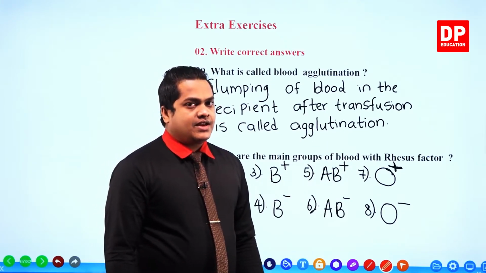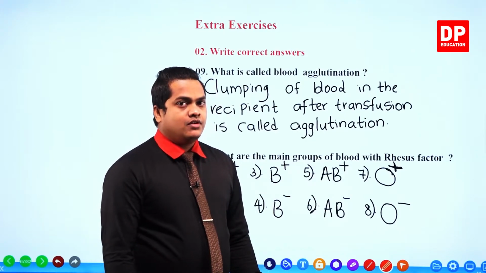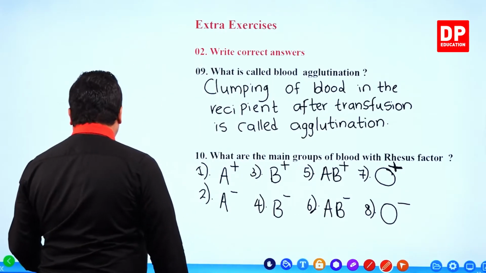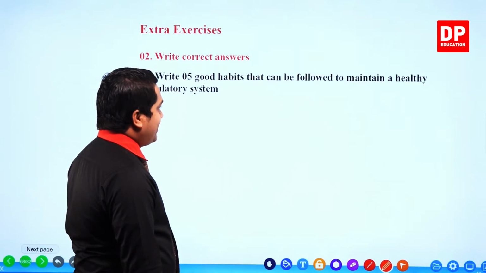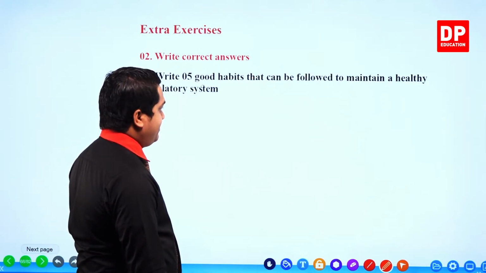So like that way, there are 8 groups with the rhesus factor and with the 4 groups of blood. Right then. Write 5 good habits that can be followed to maintain a healthy circulatory system. To maintain a healthy circulatory system, what are the 5 good habits that can be followed?